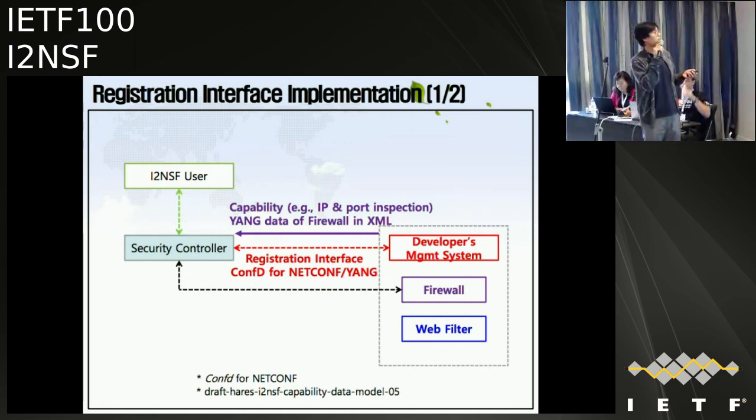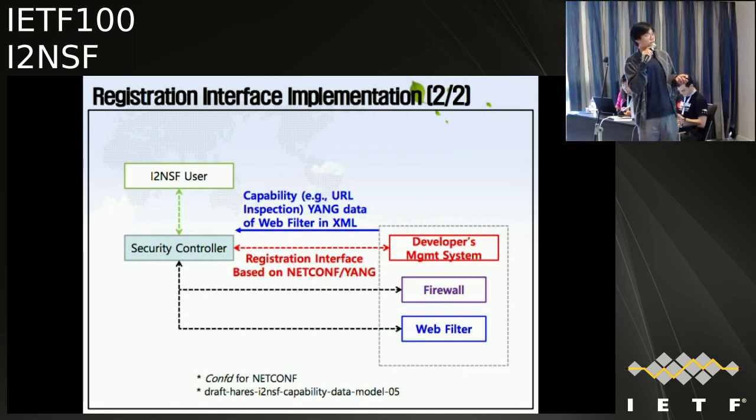And then we implemented the registration interface. We implemented this registration interface based on NETCONF and YANG. This developer management system is responsible for registering each NSF. So for example, to register a firewall, this developer management system sends the capability YANG data of this firewall in XML. For example, this capability YANG data may specify IP address inspection and port number inspection, something like this. And for this capability YANG data, we used this capability data model.